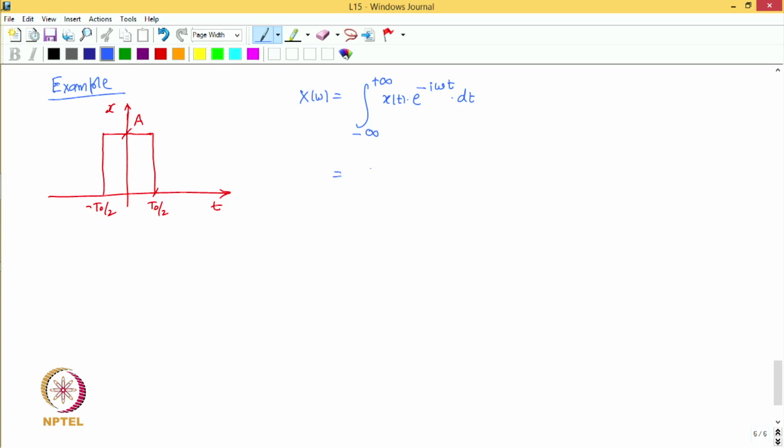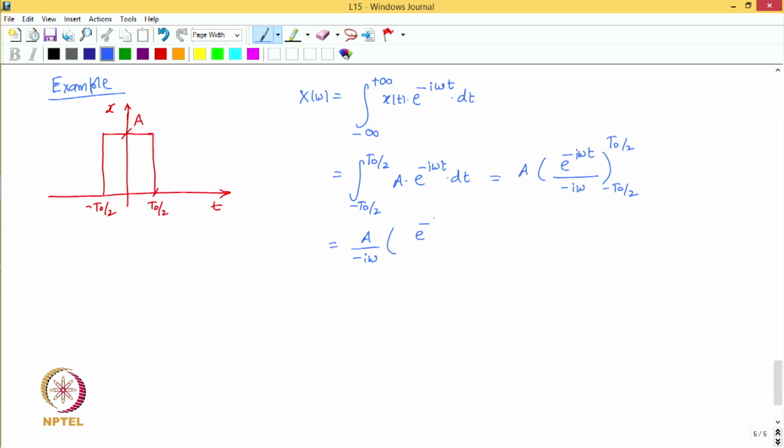Now we can substitute a signal here, and because the signal exists only over the limit minus t naught by 2 to plus t naught by 2, the limits of integration can also be changed to t naught by 2 and minus t naught by 2, and the signal is simply A times e to the power minus j omega t dt. If we integrate this, we get e to the power minus j omega t upon minus j omega, with limits from t naught by 2 to minus t naught by 2. Now if I apply the limits, what do I get?